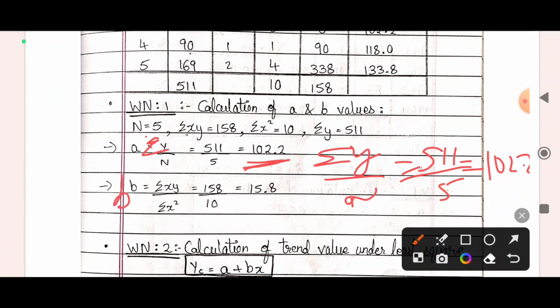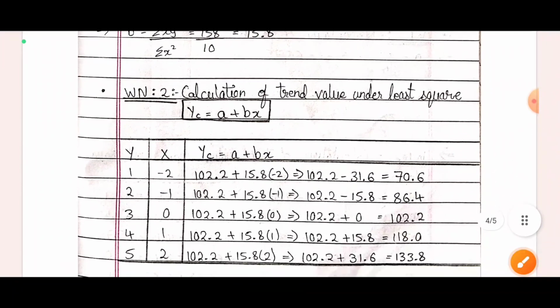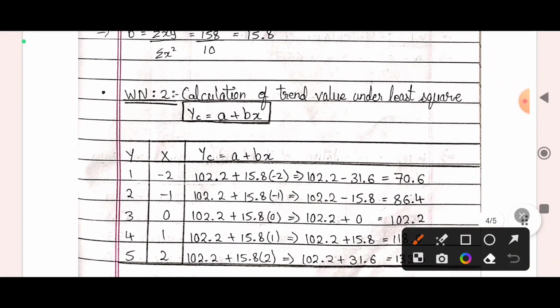Then the B value. What is the B value? Sigma xy divided by sigma x square. Here you can see sigma xy 158 divided by sigma x square 10, so we have got 15.8. Hope you have understood till here. Next we need to calculate trend values under least squares.